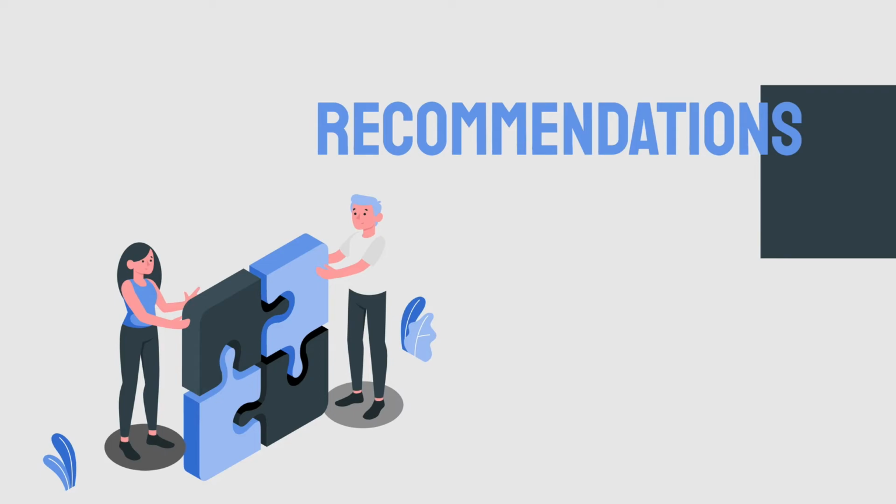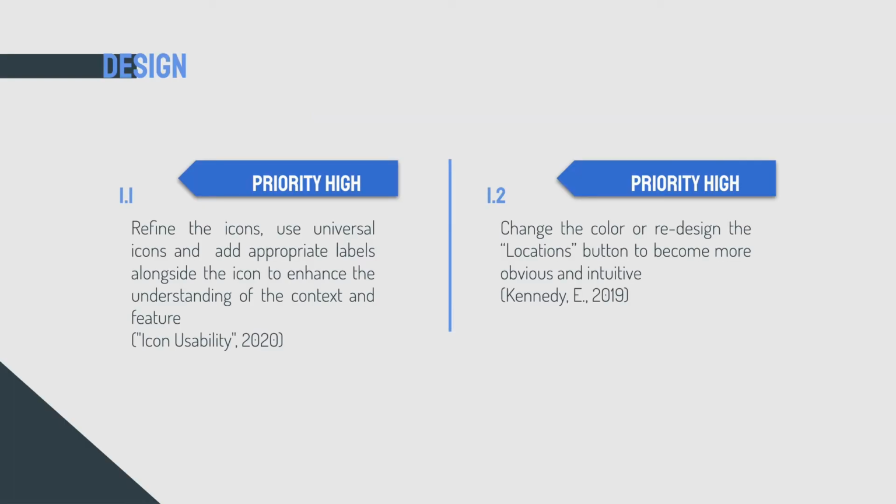With all the research we did on findings and results, our team came up with several recommendations. For a better understanding, we have categorized them into design, information and feedback, and interaction. All the recommendations are supported by relevant literature and follow the SMART framework, which is specific, measurable, actionable, realistic, and time-based. Now, our design recommendations are first to refine the icon library, maybe use universal icons, and provide relevant labels along with those icons. Next is either switch the color of the location button or maybe try redesigning it. That will make it a bit more obvious.